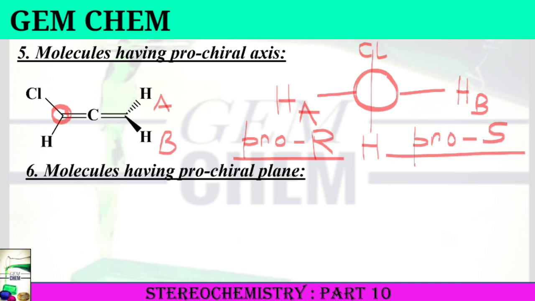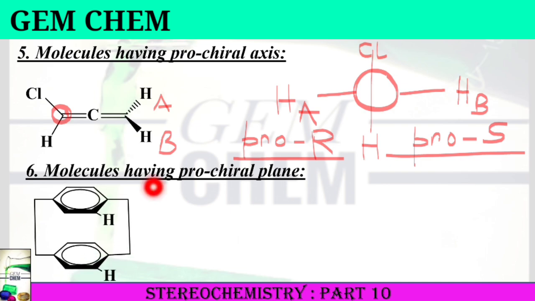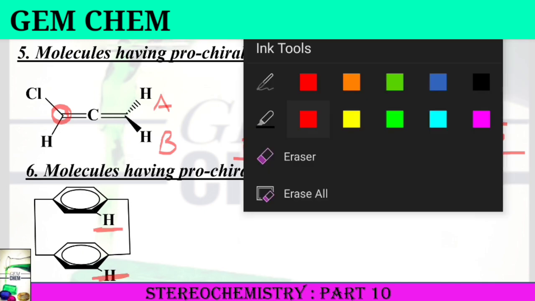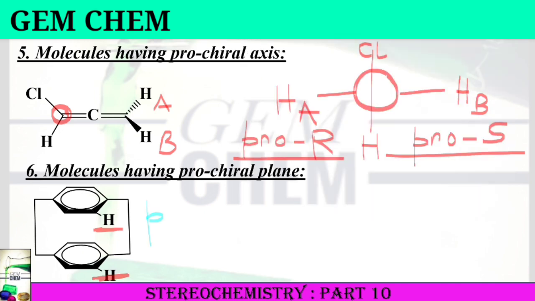Another category is molecules having prochiral plane. So this one is your example, and here we have a plane. In this case, this hydrogen and this hydrogen need to be assigned with the descriptor. This will be considered as pro R and this one will be considered as pro S.